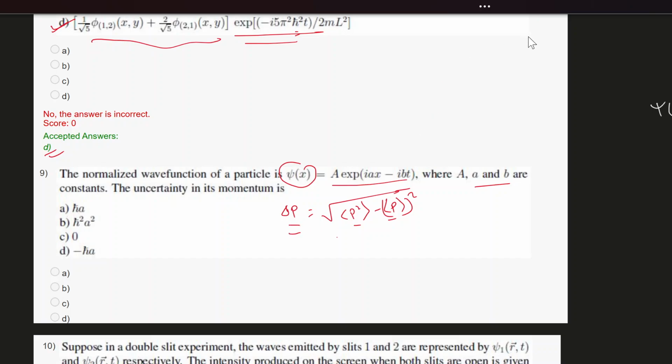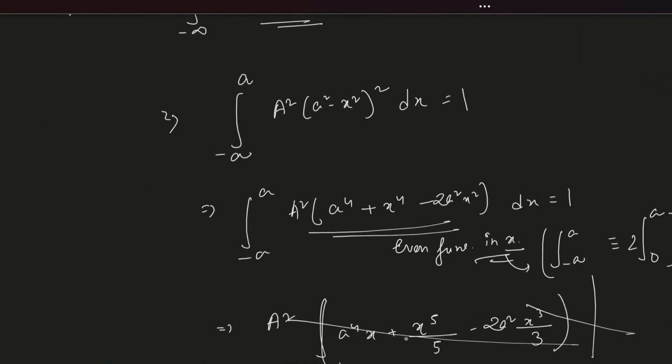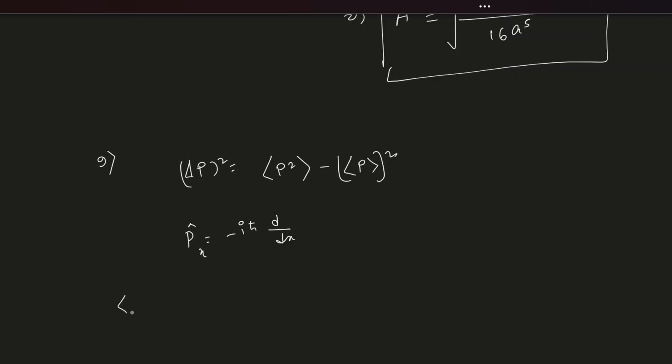So how to do that? Let us now solve this. Question 9. So delta P whole squared is P operator squared, then its average, minus P operator average whole squared. So P, you know that this is minus I h cut d dx when you are thinking about one dimension x. So what is P average?